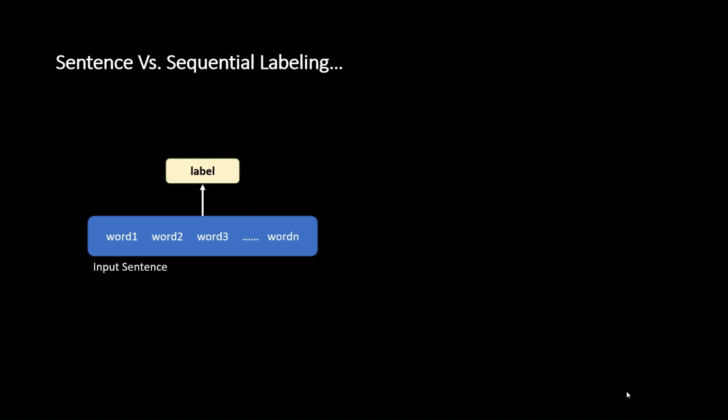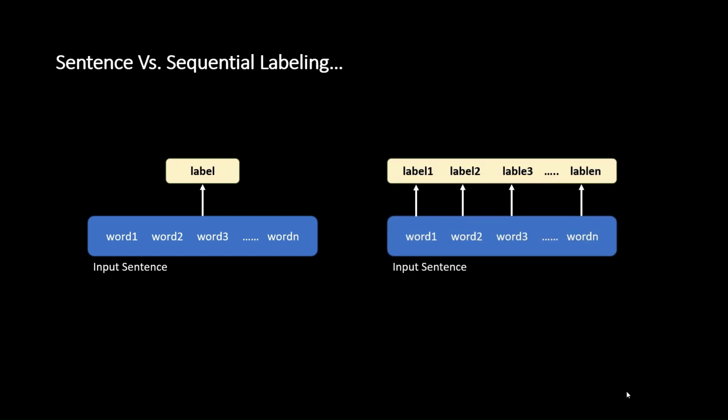Conversely, given the sentence, if each word in the sentence is labeled, like we did in this example, where word 1 is labeled as label 1, assigning a label to each of the words in the sentence is the concept of sequence labeling.